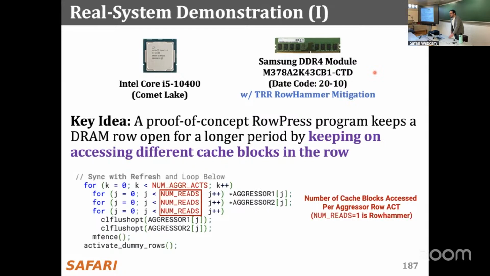So this is how we did RowPress at system level as well. There was a question about this earlier. So in this work, we use the Intel Core i5, and then there's this Samsung module connected to that, and it has a TRR mitigation already implemented inside it. And to make a RowPress attack, basically, we change the number of cache blocks accessed per aggressor row activation. The number of reads is 1 for RowHammer, but we sweep this number of reads parameter so that we access different columns in a row, and then we keep the row open for longer time.